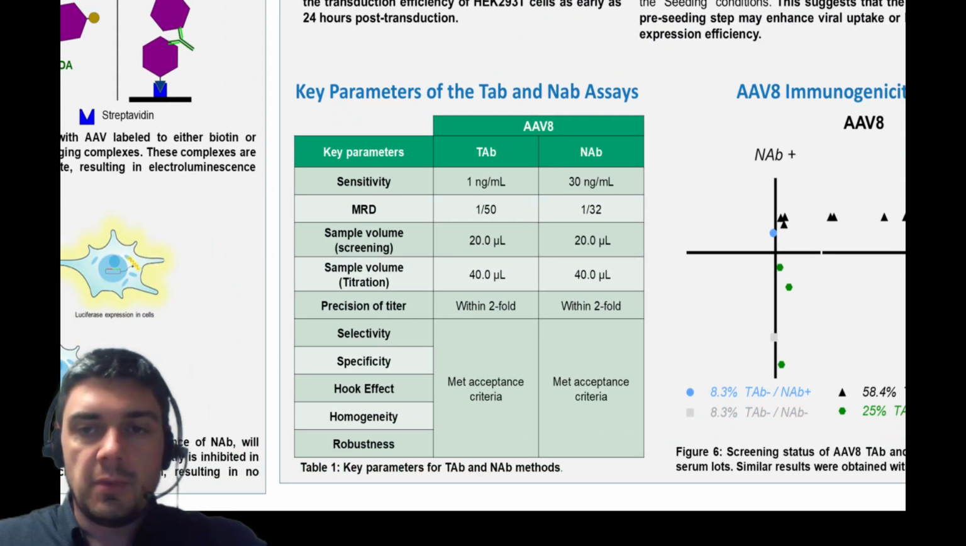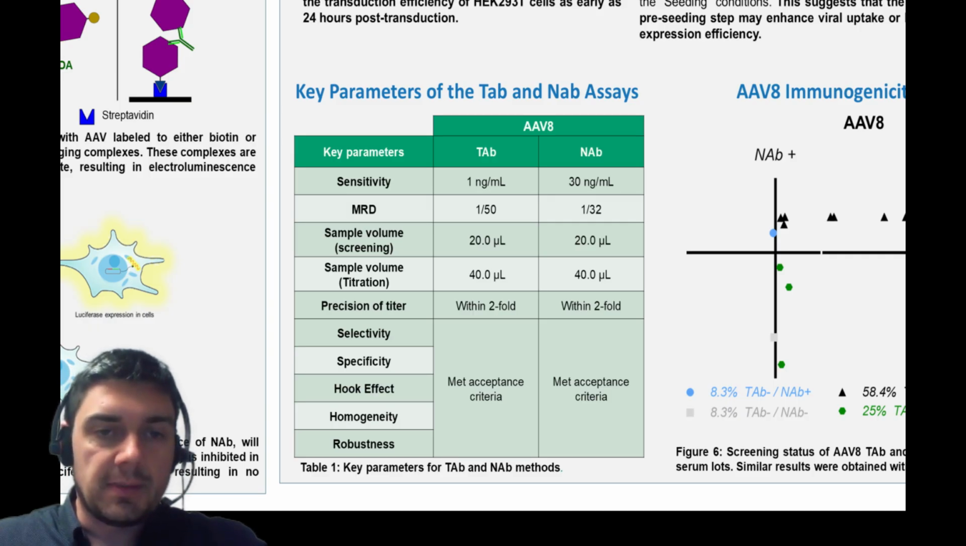They have different minimum required dilution, MRD, and sensitivity. Both assays require the same amount of sample volume and have the same precision of titer. The rest of the parameters evaluated, like specificity, hook effect, homogeneity, and others, met acceptance criteria.